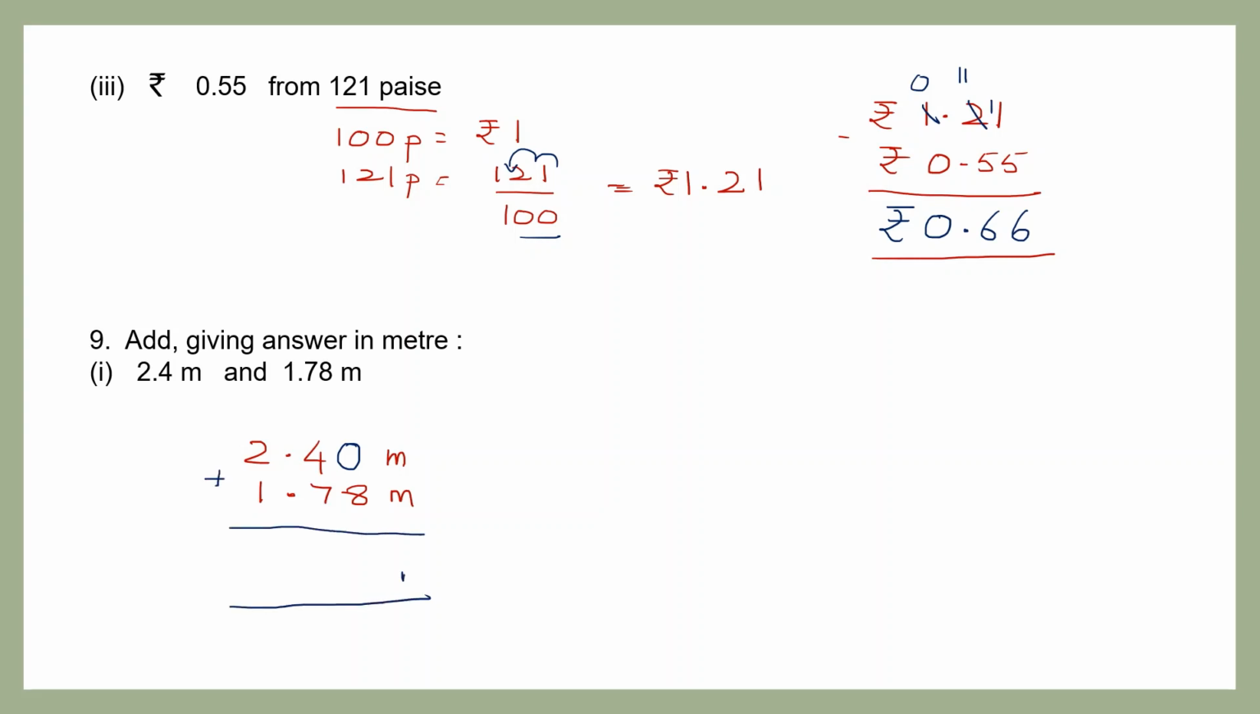So let me write down meters. Now 0 plus 8 is 8. 4 plus 7 is 11. I carry 1. 2 plus 1 is 3. Plus 1, 4. So what is my answer? 4.18 meters.